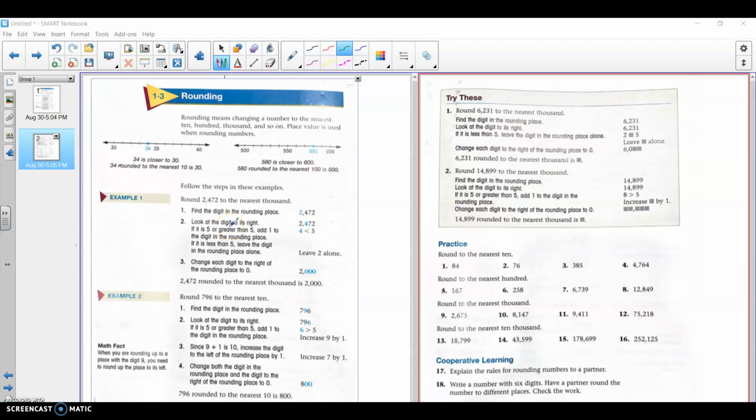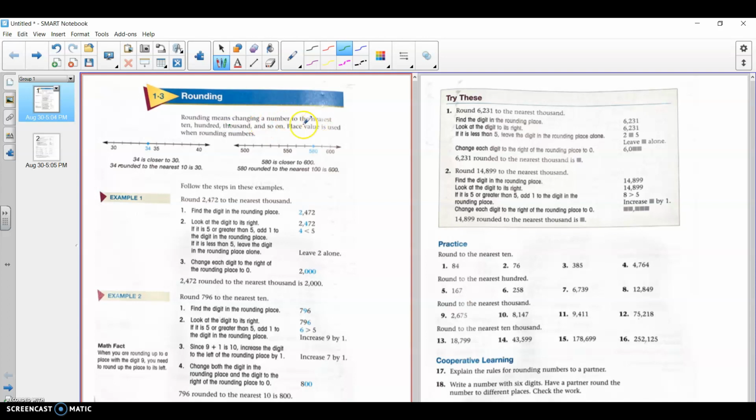All right, page 8 and 9. This is lesson 1-3 on rounding. Rounding means changing a number to the nearest tens, hundred, thousand, and so on. Place value is used when rounding numbers. You've got to be able to know what place value you're talking about.